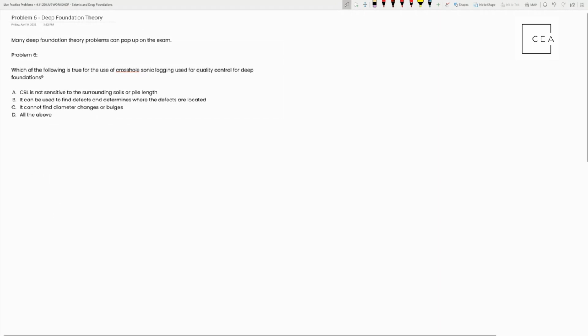Another good resource is just generally studying some seismic material. I know many people in California have to take the seismic exam, and there are some good resources built for that exam that could be applicable to this particular depth exam.